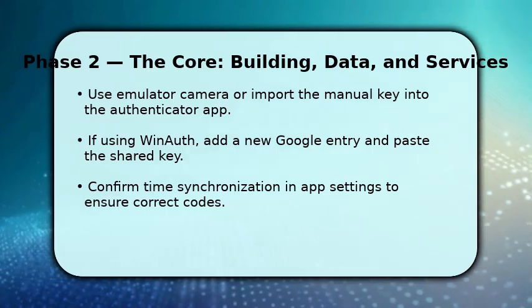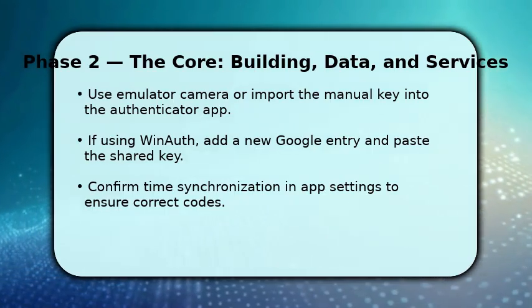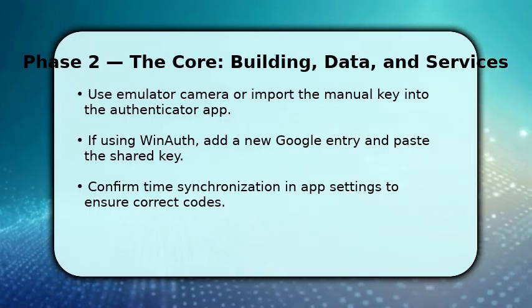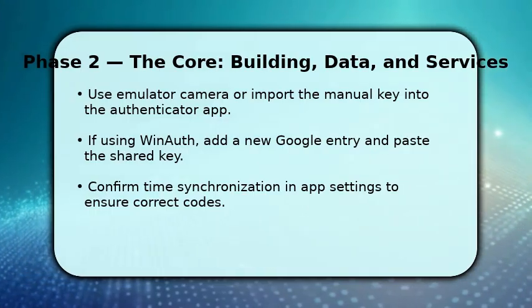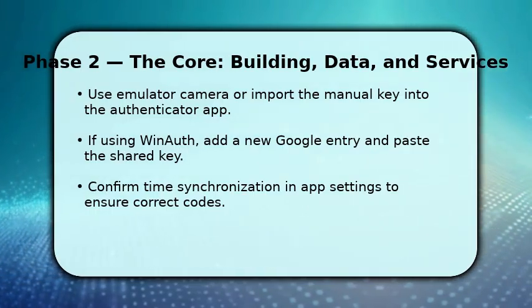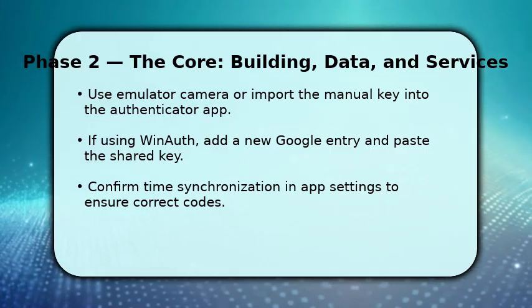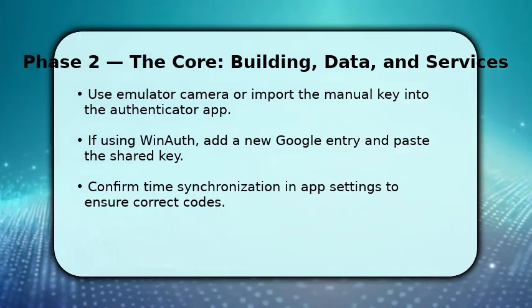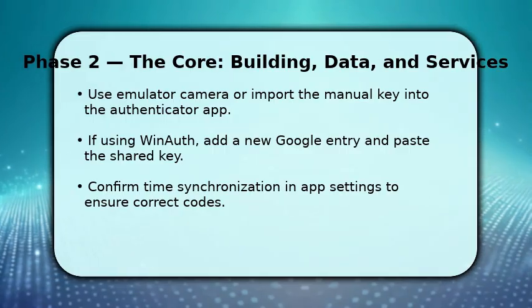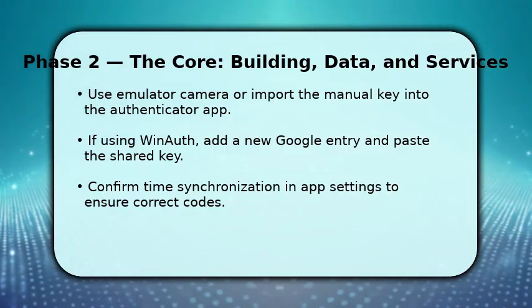Once you import the key, the app will generate a 6-digit code that changes every 30 seconds. Make sure the app's time settings are set to automatic or synchronized. An incorrect clock causes failures. After entering the generated code on the website, click Verify. If it accepts, you've linked the Authenticator successfully.